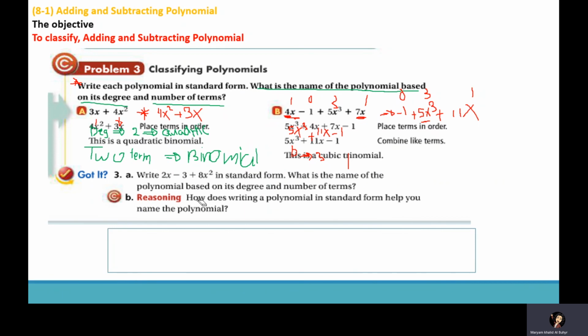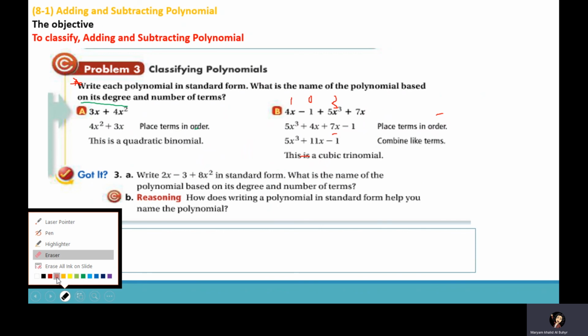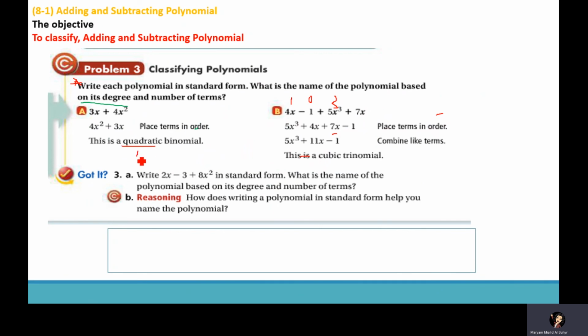Maybe you can just see it in a clear way and see the organization, and that's what we did. I just wrote more explanation for you to make it clearer. So that is a quadratic binomial. This is according to the degree, and this is according to the number of terms. Same thing with this one: according to the degree, and this is the number of terms.